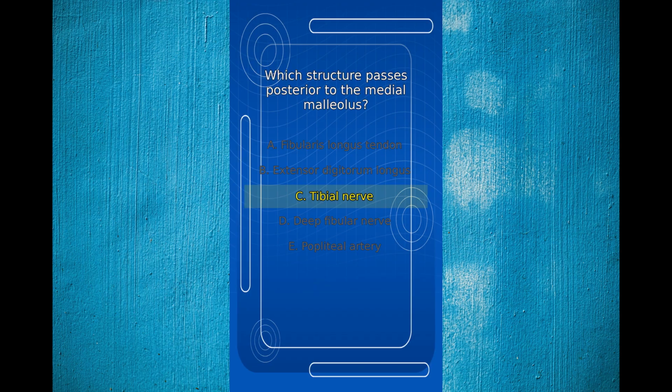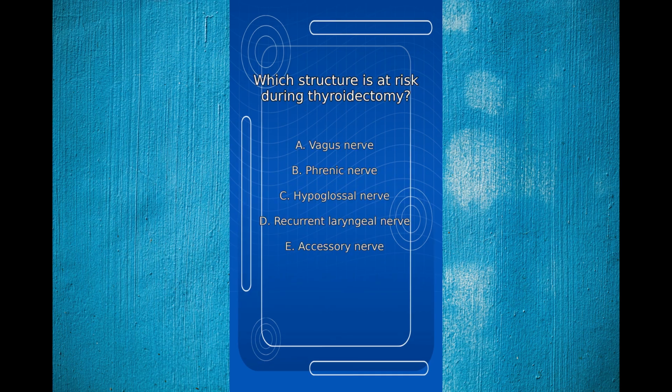The correct answer is C. Tibial nerve. The tibial nerve passes posterior to the medial malleolus within the tarsal tunnel. Which structure is at risk during thyroidectomy?